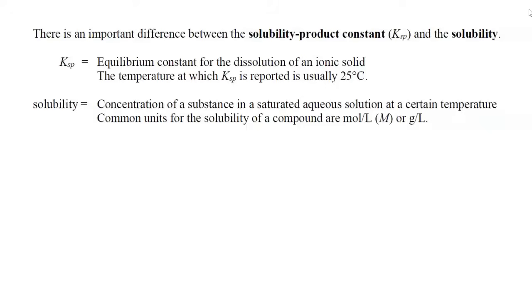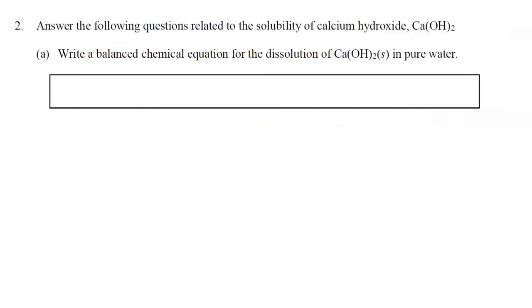Now, the solubility refers to the concentration of a substance in a saturated aqueous solution at a certain temperature. Common units for the solubility of a compound are moles per liter, or molarity, capital M, or grams per liter. So again, the solubility product constant and solubility are not the same thing.